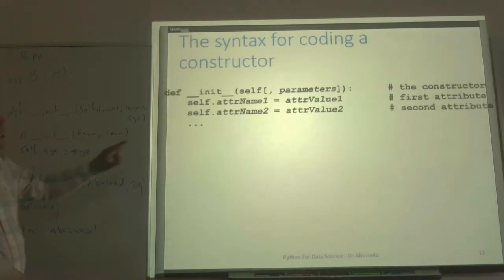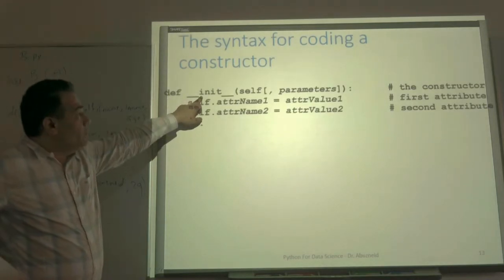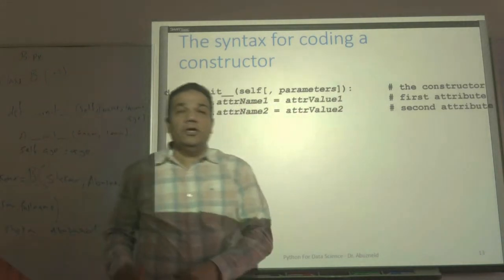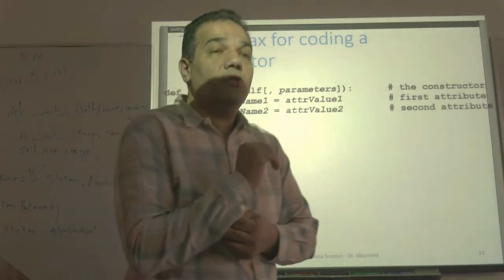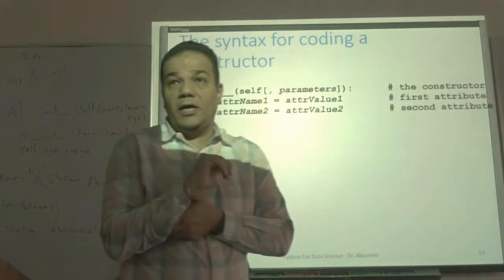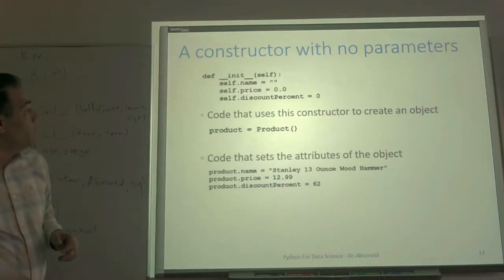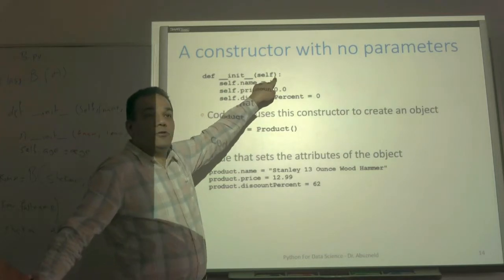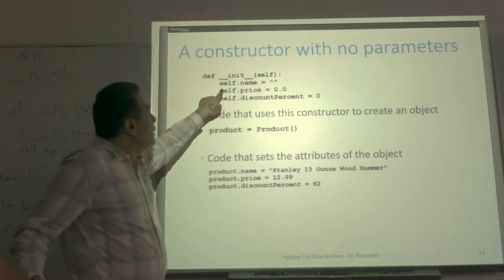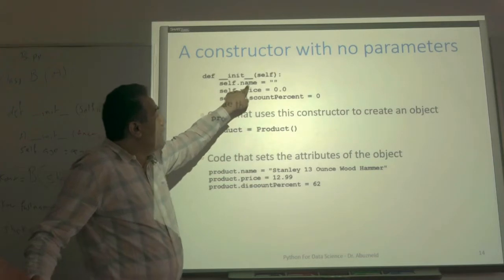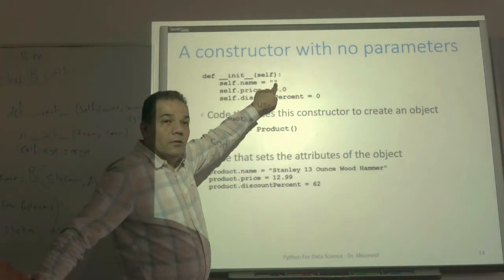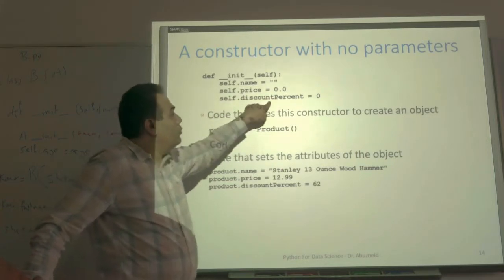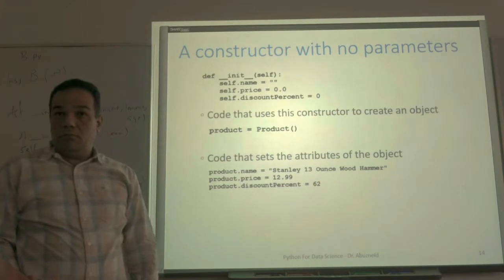All right, we already spoke about the constructor. So the constructor always has to start with the self and the other parameters. Do I have to include all the parameters? I don't. So in here, for example, in itself, did I include the parameters? I did not. So in here, by default, it will set name to what? Empty string. Price to 0. Discount percent to 0. All right?